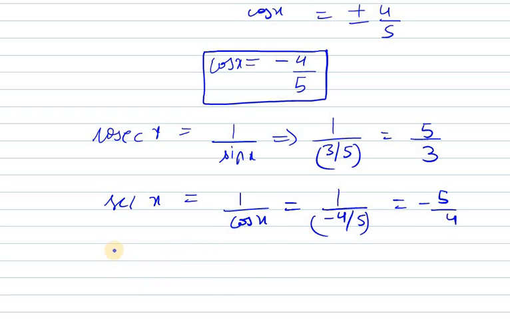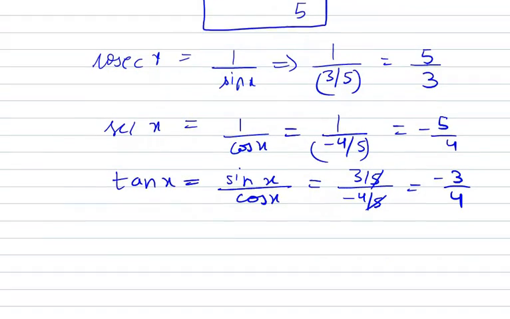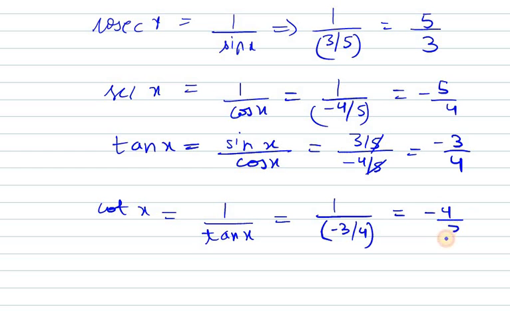Now the next term is tan x. Tan x we know is sin x over cos x. Sin x in this case is 3 by 5 and cos x in this case is minus 4 over 5. 5 and 5 get cancelled. We are left with minus 3 over 4. Now the last term is cot x. Cot x is the reciprocal of tan x, 1 over tan x. So 1 over minus 3 over 4. So it will be minus 4 over 3.